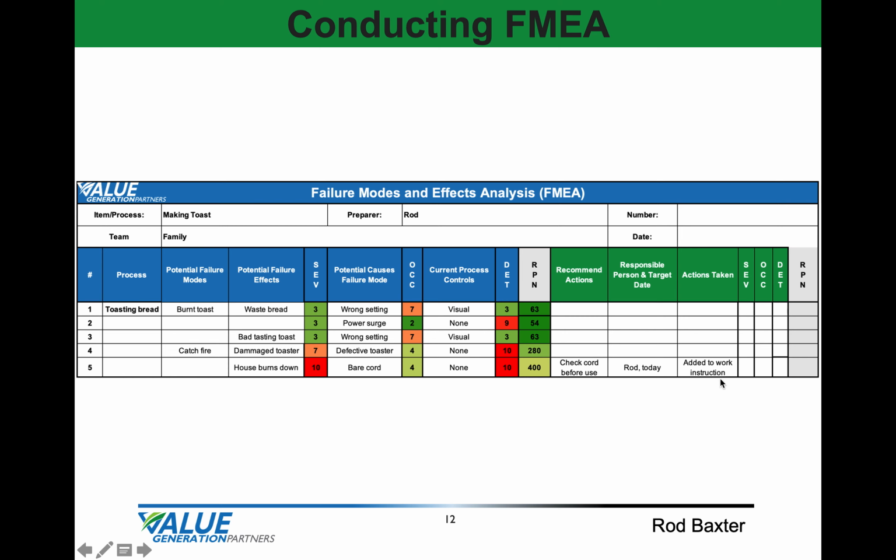Once we complete the corrective action, we'll then give each of these a new score. Now, severity doesn't change because if the house burns down, it's still equally severe. But our likelihood of occurrence has gone down because now we have a work instruction for toasting bread. And our ability to detect has also dropped because we've added it to a work instruction. So now when we multiply severity times occurrence times detection, we end up with the risk priority number of 60 as opposed to our original risk priority number of 400. So that's a simple example of conducting FMEA.